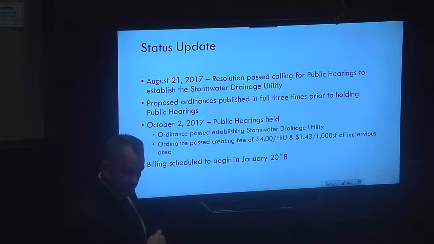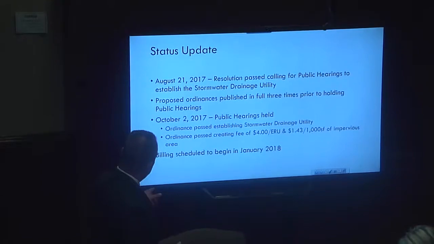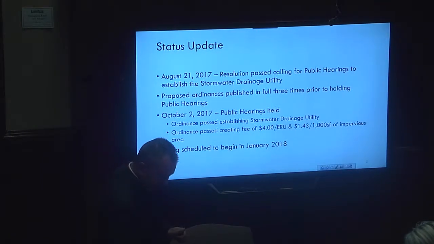Back in August, we came to you with a resolution that called for the public hearings. We had to publish all of those ordinances in the newspaper, and both of those ordinances were published in full 3 times in the paper. Then on October 2nd, y'all held the public hearings and passed both of those ordinances. The first established the stormwater drainage utility, and the second established the $4 per ERU and the equivalent $1.43 per 1,000 square feet of impervious area for commercial property. And we established that we will begin billing in the January billing cycle on our normal water bills.